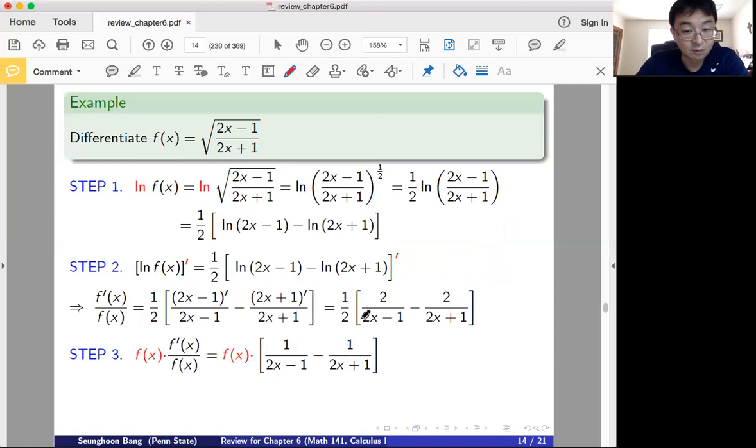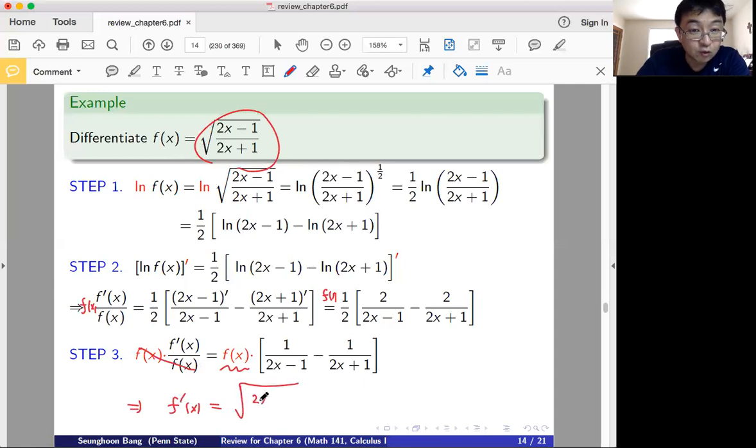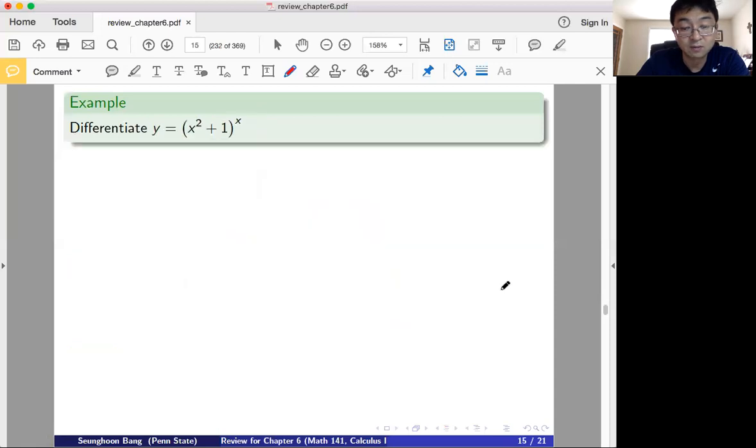Step 3. We can multiply both sides by f of x. So f of x is crossed out on one side, and this f of x is the original one. The final answer is f prime of x equals the square root of 2x minus 1 over 2x plus 1, times 1 over 2x minus 1 minus 1 over 2x plus 1. That's it. This is the whole idea for solving this problem.